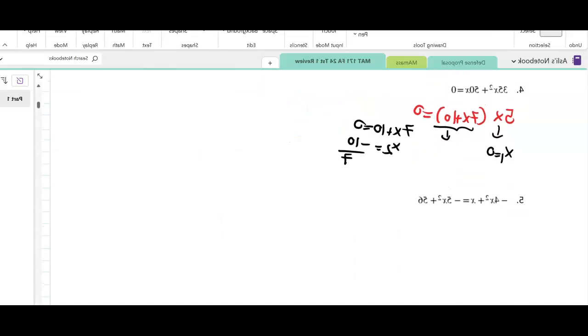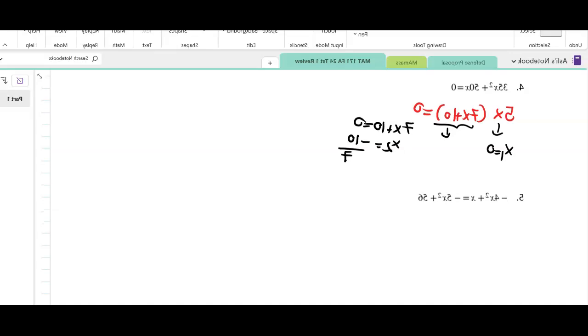I'm not going to do the next one because it is very similar to number 3, but I will post the solution key so you can get to that and look at it.